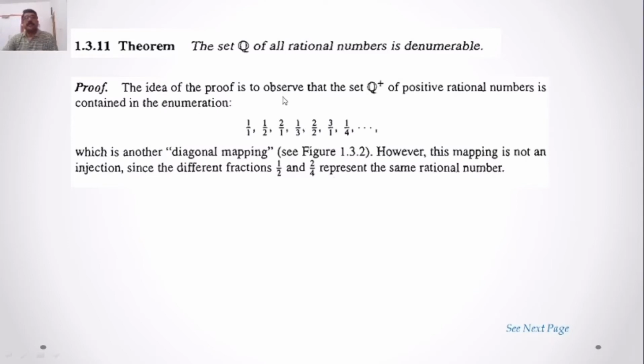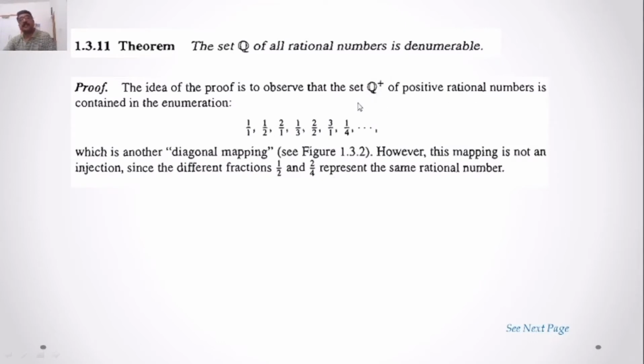The idea of the proof is to observe that the set Q plus, the set of all positive rational numbers, is a denumerable set first. To prove the set of all rational numbers is denumerable, we will prove first the set of all positive rational numbers is denumerable.